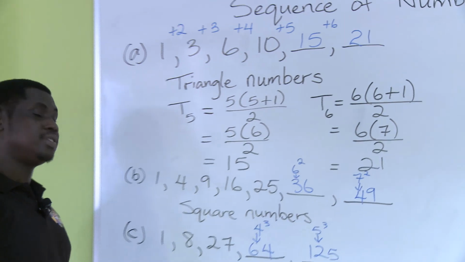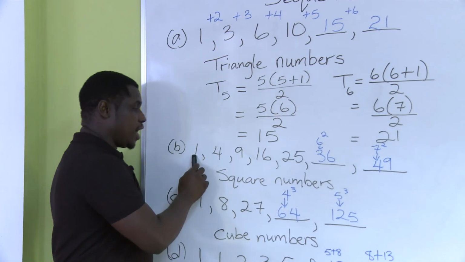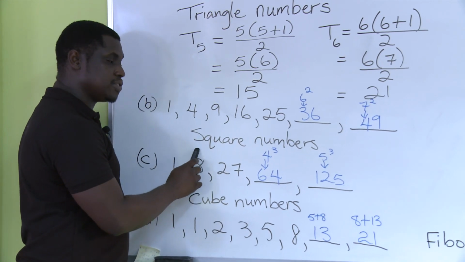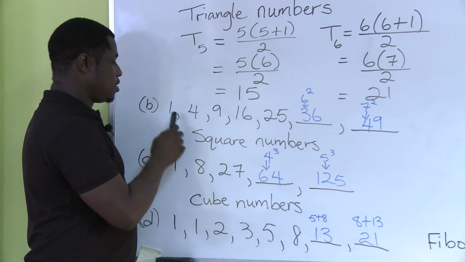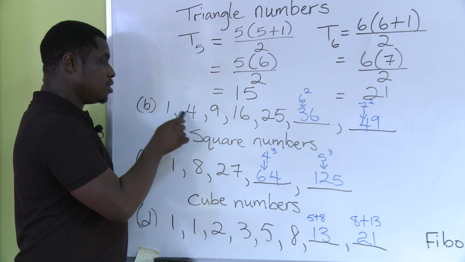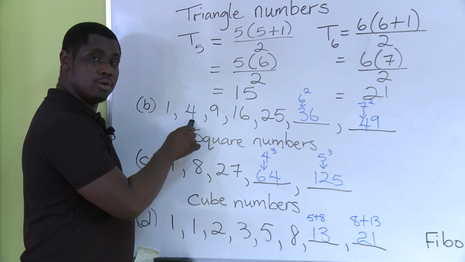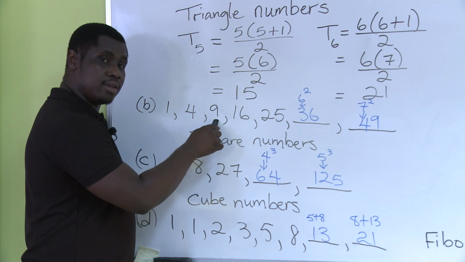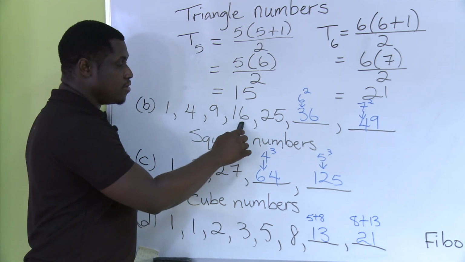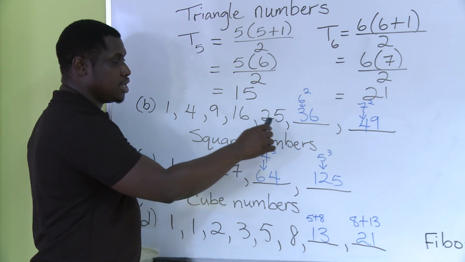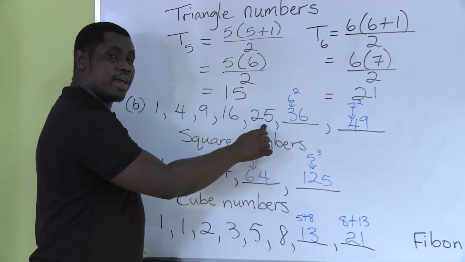The second sequence, in analyzing the terms given, I realize that I now have square numbers. 1 squared gives me 1. 1 times 1 is 1. 2 squared gives me 4. 2 by 2 is 4. 3 squared gives me 9. 3 by 3 is 9. 4 squared gives me 16. 4 by 4 is 16. 5 squared gives me 25.